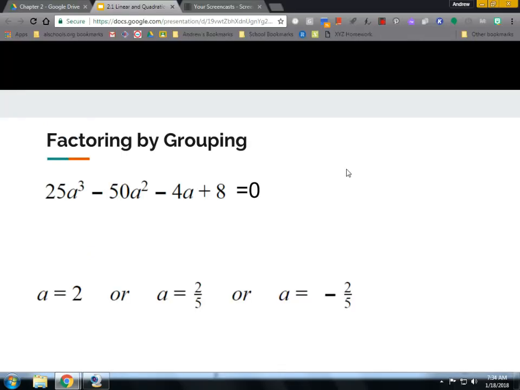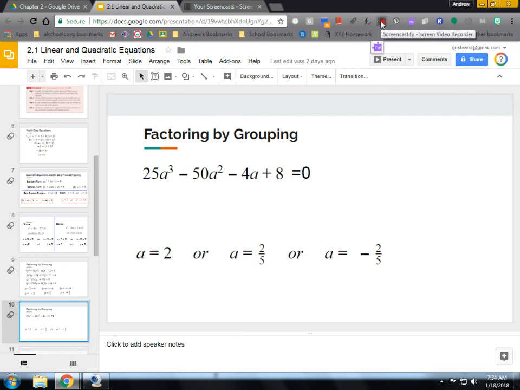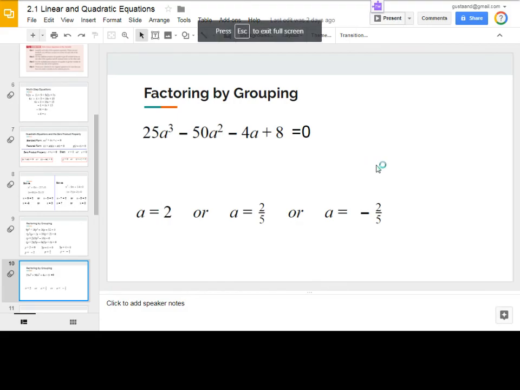Just going to check something here quick. Appears that we're still rolling just fine. Okay, so I'm going to keep on going.